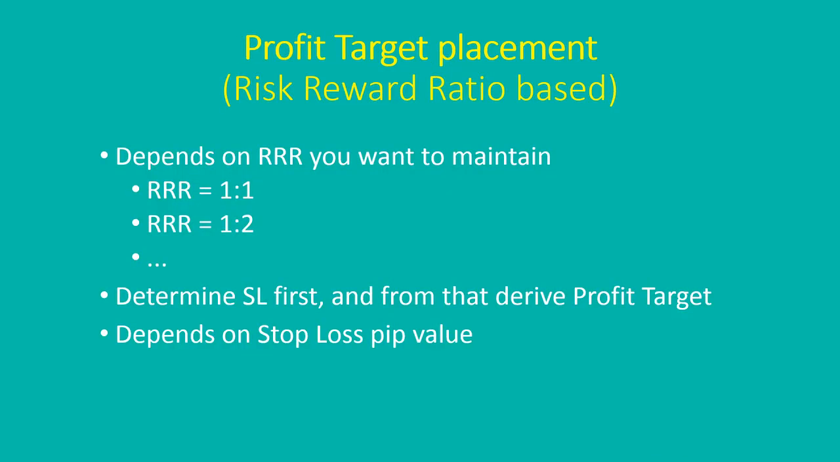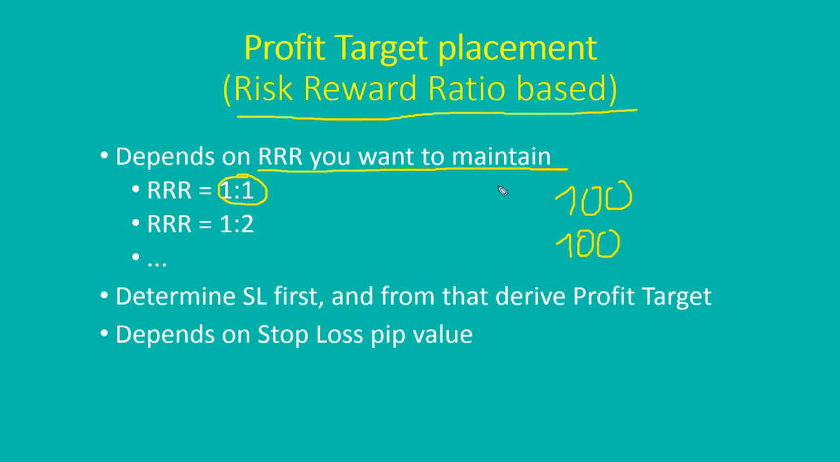Let's now talk about profit target placement. There are two ways how we can approach this. The first way is risk-reward ratio based way. The take profit place depends on the risk-reward ratio you want to maintain. So for example, if you set your stop loss to 100 pips, then if you want to trade with risk-reward ratio 1, then your take profit will be also 100 pips. Alright?